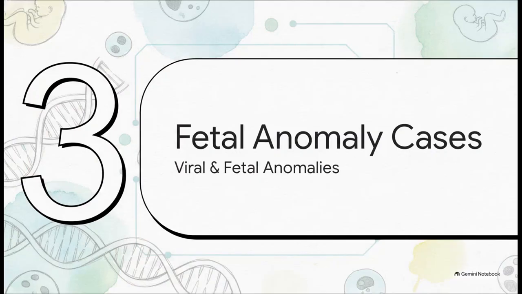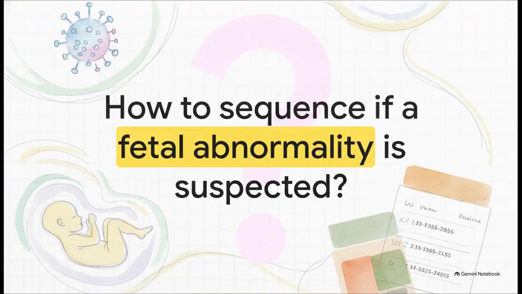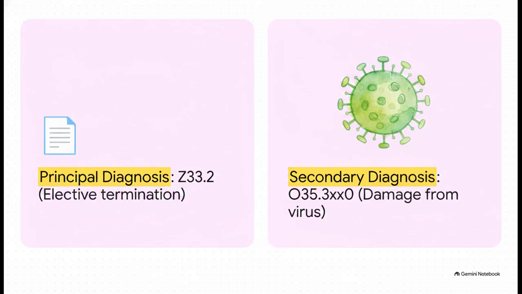Next up, fetal anomaly case studies, viral disease and anomalies. So, you might be wondering, how exactly do we sequence an encounter if it's the fetus rather than the mother that has a suspected abnormality? Does that change our principal diagnosis? Well, it actually doesn't change our principal code at all.